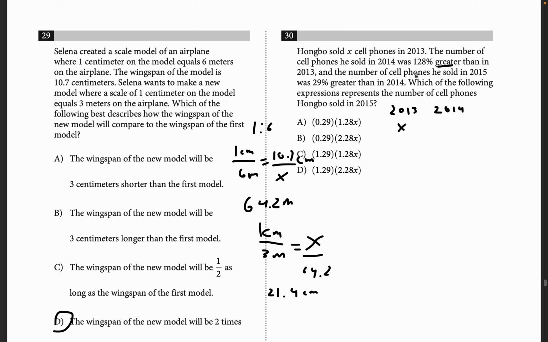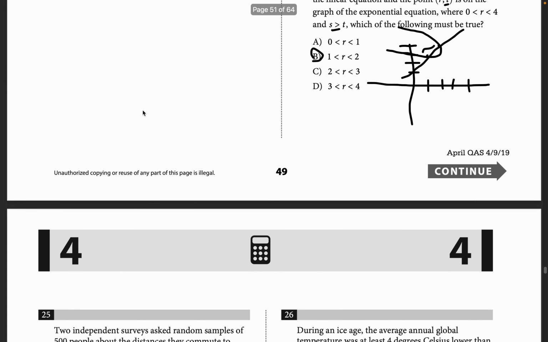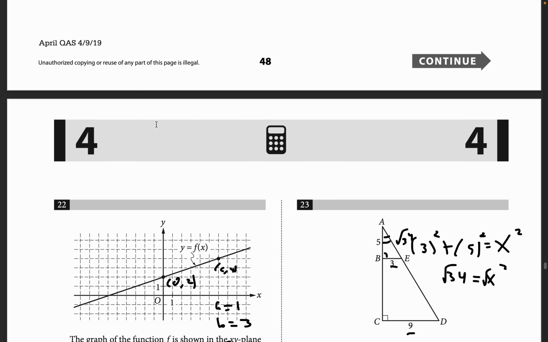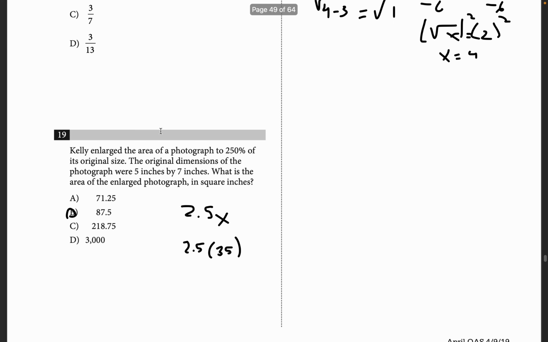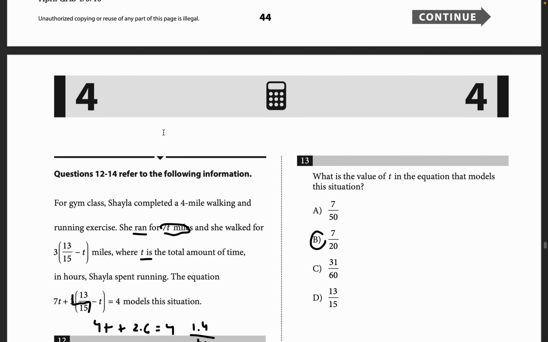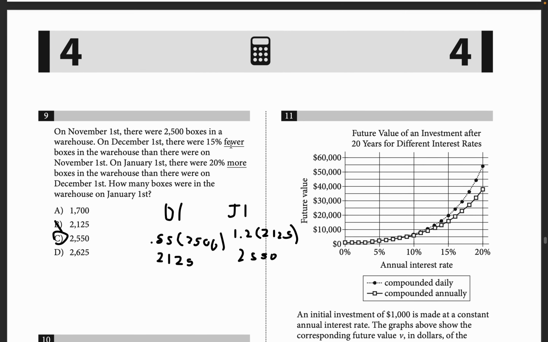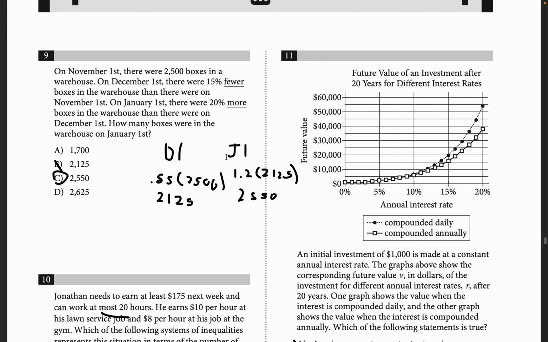Remember in the case, I don't think, let me see the question. Can I go back? Yeah, 1 second. It was this problem. Where was it? Right here. 15% fewer. That's 1 minus 0.15. And then more, it's 1 plus 0.2. That's how it works. Same idea.